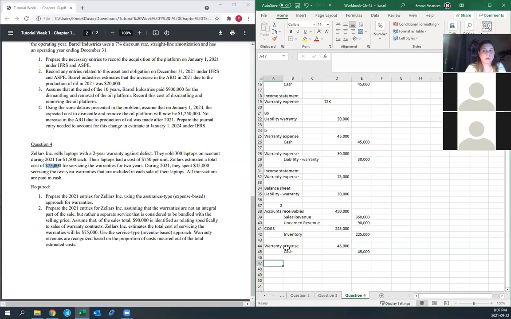And now you have to recognize some of the warranty revenue that we put in unearned revenue earlier. So you want to decrease your unearned revenue and you want to put it in your warranty revenue. It says here that it's based on the proportion of costs incurred out of the total estimated cost. So you actually incurred $45,000. The estimation is still $75,000. So you're going to do 45 divided by 75,000, and then you do times your 90,000 of unearned revenue. So you're going to have a warranty revenue of $54,000 for the year. And that concludes question 4.